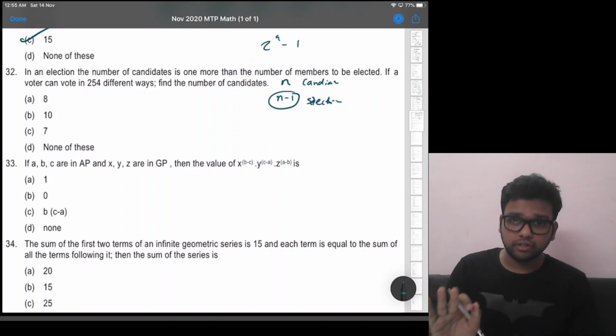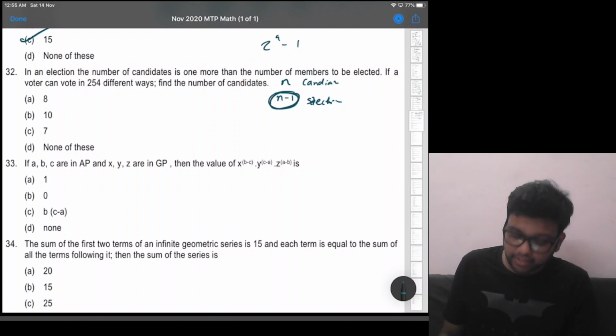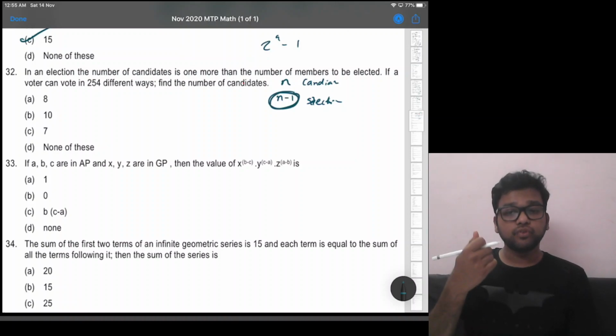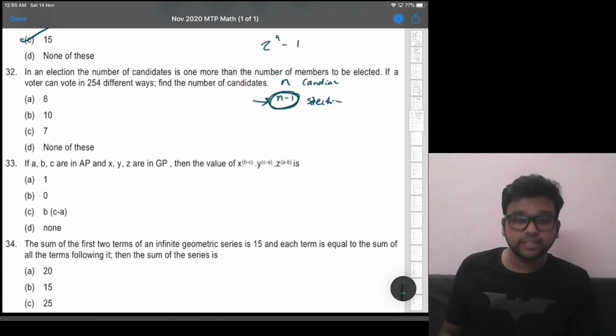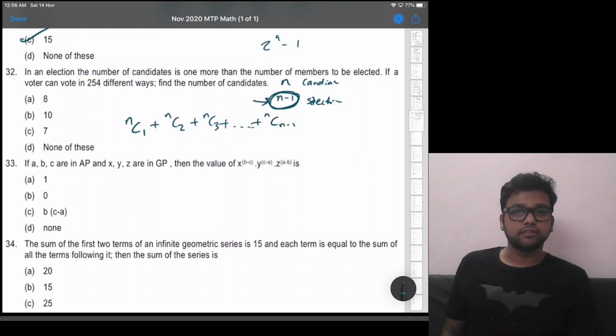Now a voter can vote for either one candidate or two candidates or three candidates up to n minus 1 candidates, right? He can vote for any number of candidates but not more than this, because this is the maximum number that has to be selected. That means that person can vote for either 1 out of n, nC1, or nC2, or nC3 and so on up to nC(n minus 1).